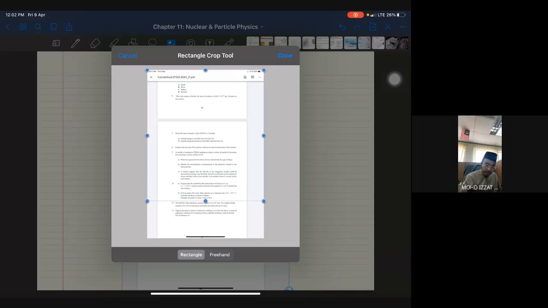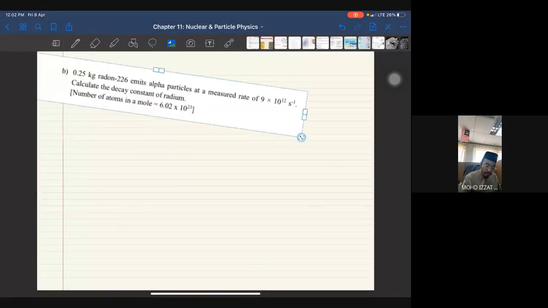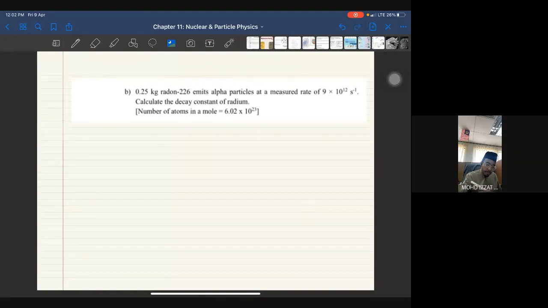So we try to do question number 10B. Over here in this question, it says that 0.25 kilogram radium 226 emits alpha particle at a measured rate of 9 times 10 to the power of 12. Calculate the decay constant of the radium. So they want to find lambda. Betul?